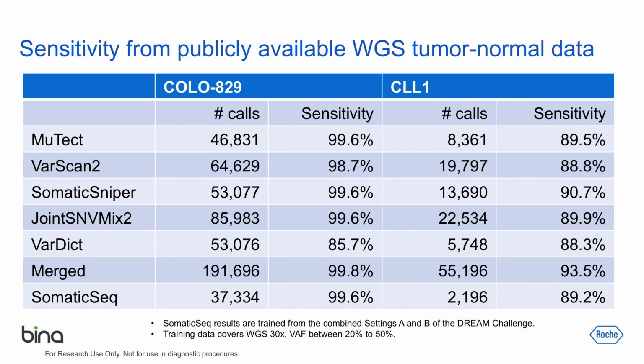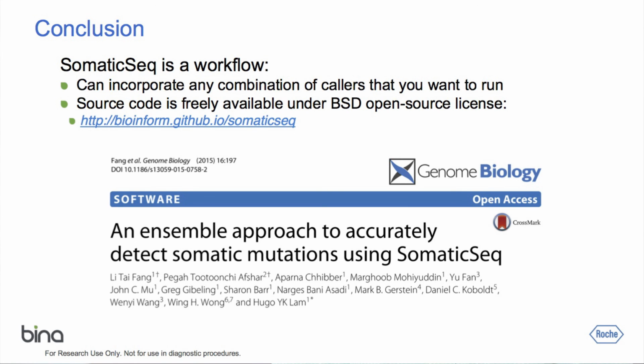We do not know what the true negatives of those real data are. We can only calculate the sensitivity. So in those 2 data sets, you can see that SomaticSeq has a sensitivity that is almost as high as any individual caller that it has incorporated, but with a call set that's much smaller than any of those tools, implying that it has a precision that is higher than any of the individual call sets with minimal sacrifice in sensitivity. I have described the SomaticSeq workflow with 5 callers, but it is a very flexible workflow that can incorporate any combination of somatic mutation callers that you want to run.